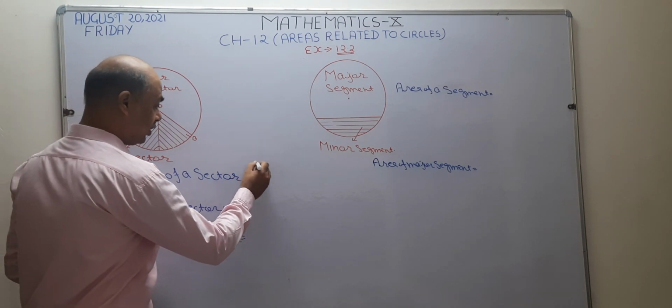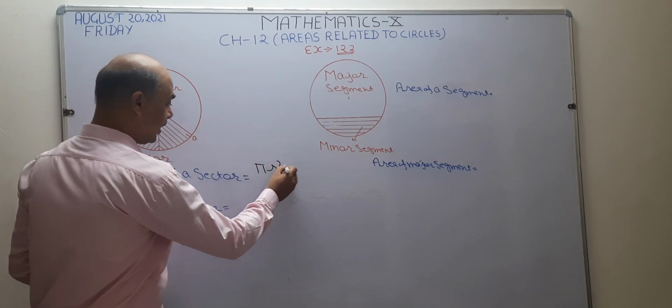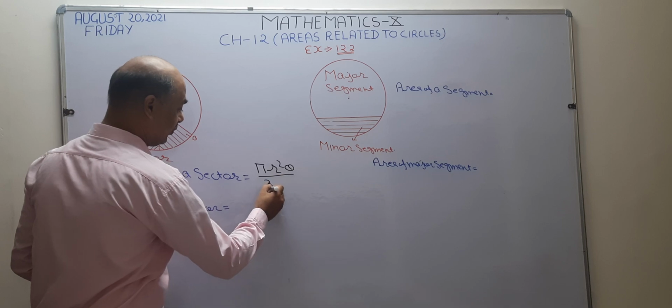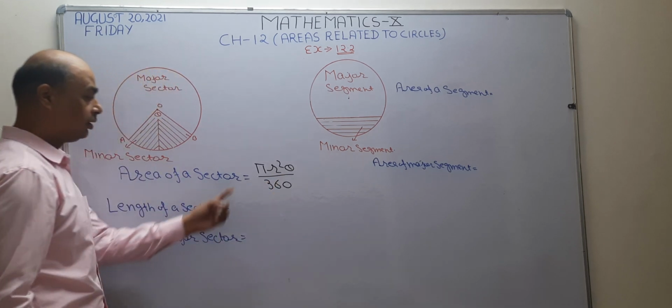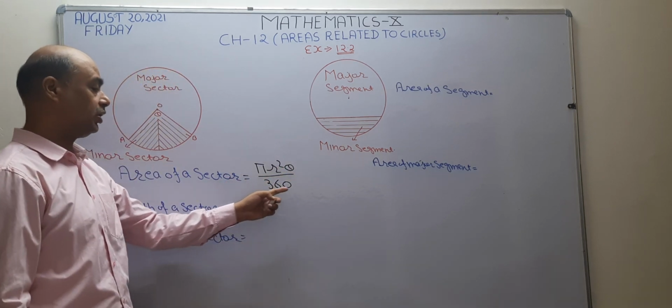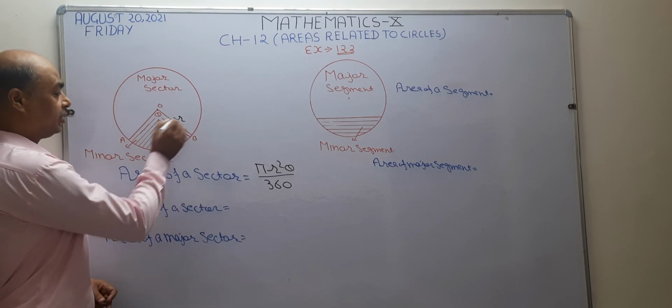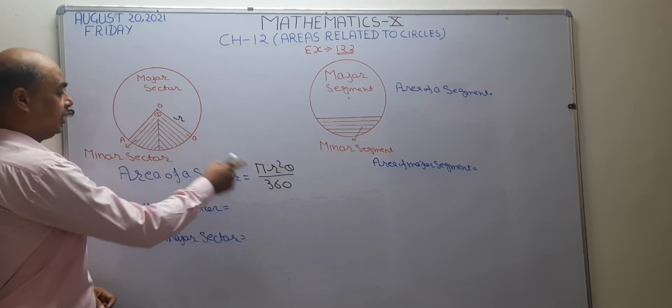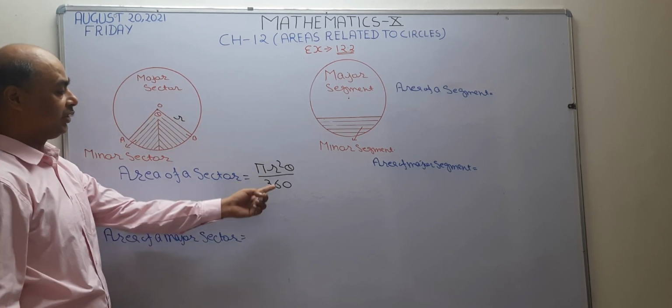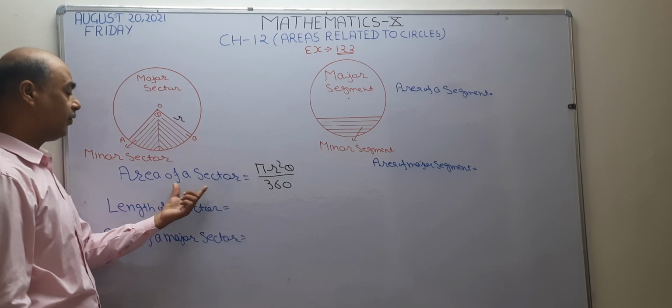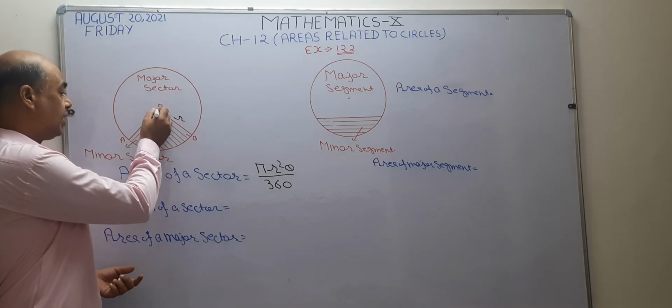The formula for finding the area of minor sector is pi r square theta upon 360 degree. This is your radius. This is your angle. And by using pi r square theta upon 360 we can find the area of minor sector. This is your minor sector.